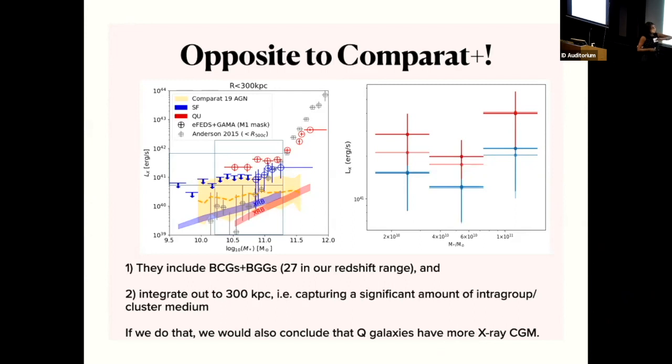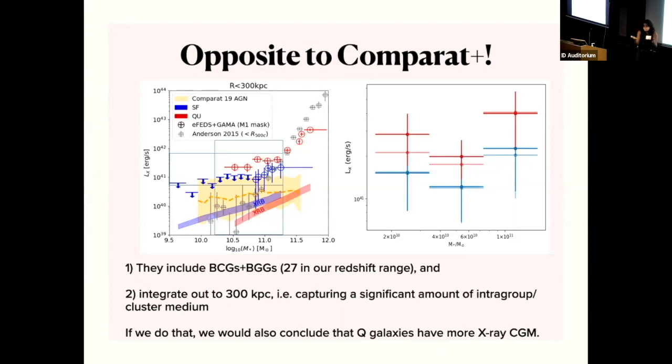Thing number two is that they actually integrated all the way out to 300 kiloparsecs, whereas I integrate out to 100 kiloparsecs. Now, if you look at the simulations, you will see that you really don't expect the CGM to go much further than 100 kiloparsecs. If you go all the way out to 300 kiloparsecs, especially if you're including groups and clusters, you're really capturing the intragroup and the intracluster medium, okay? So you are capturing something, but at least my choice is that that is not what I would want to know as the CGM.